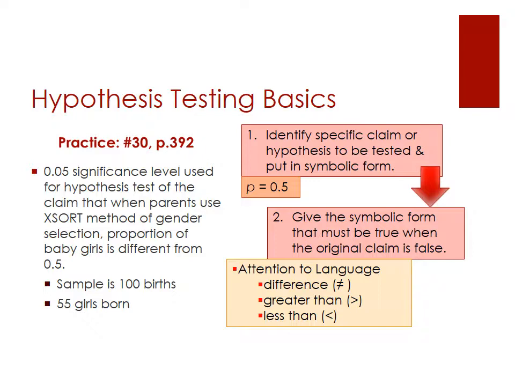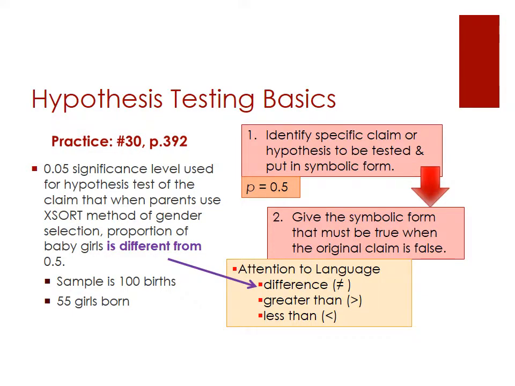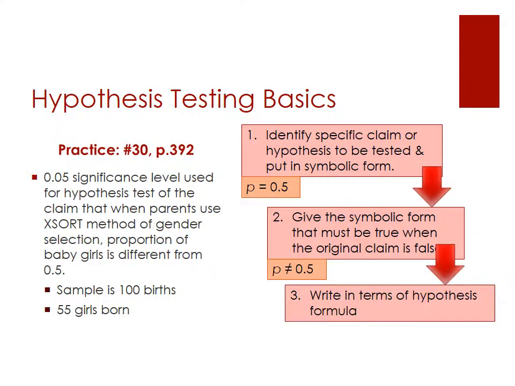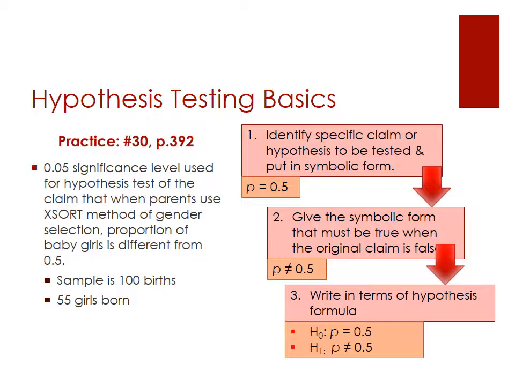So looking at the problem we have here, we can see the language is where they're proposing it's different from. So when we plug that into that simple equation that I gave you in the previous lecture, we're going to get p is not equal to 0.5. So here we're going to then put this in terms of our hypotheses, and we get that our null is going to be p is equal to 0.5, again if nothing has changed, and that our alternative hypothesis is going to be p is not equal to 0.5. So it's not saying whether this can be greater than or less than, they're just saying it's not going to be equal to 0.5.